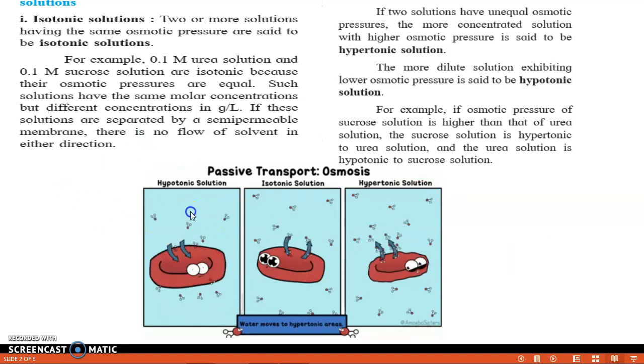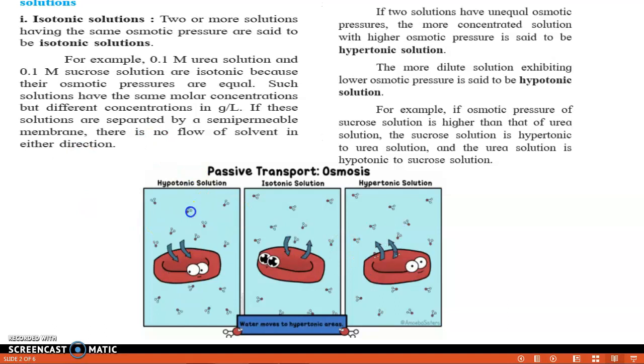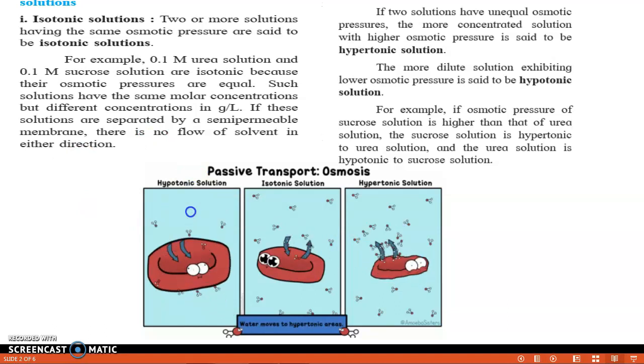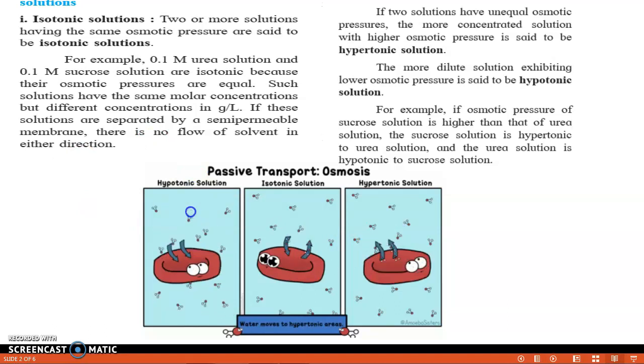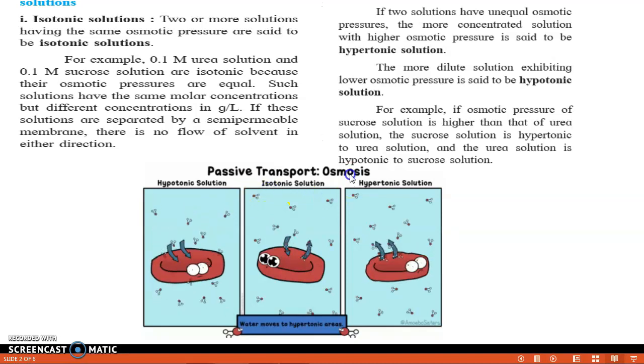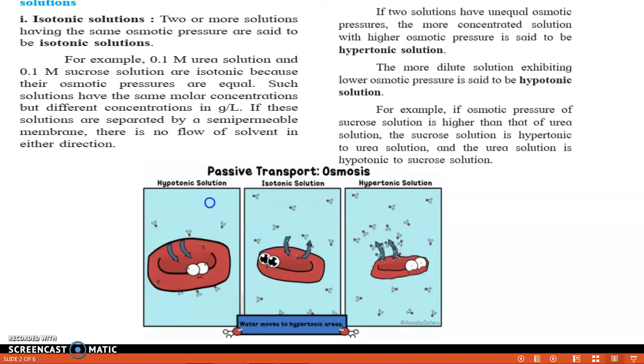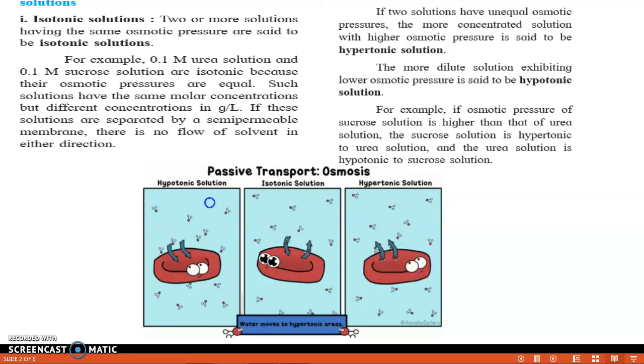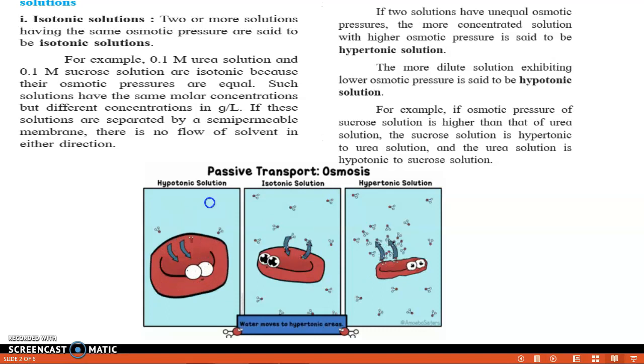And the third type is the hypotonic solution. What is meant by hypotonic? The more dilute solution exhibits lower osmotic pressure. The dilute solution, meaning low concentration and low osmotic pressure, is called the hypotonic solution.